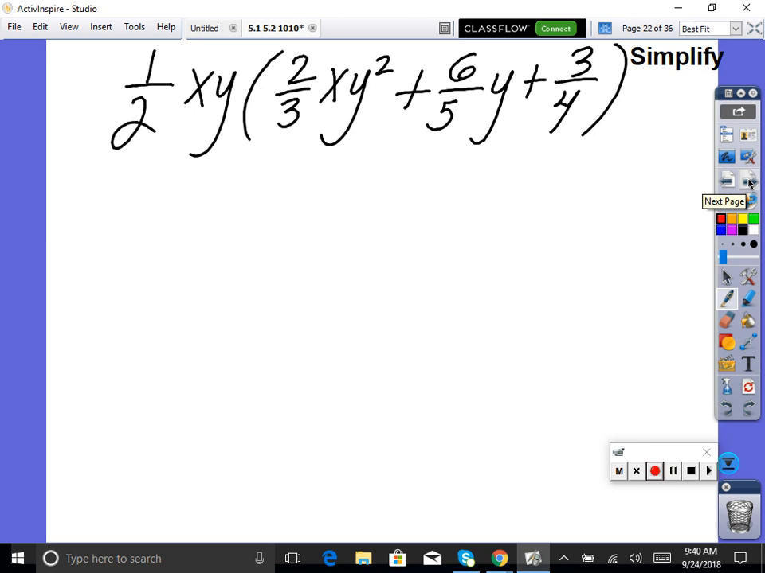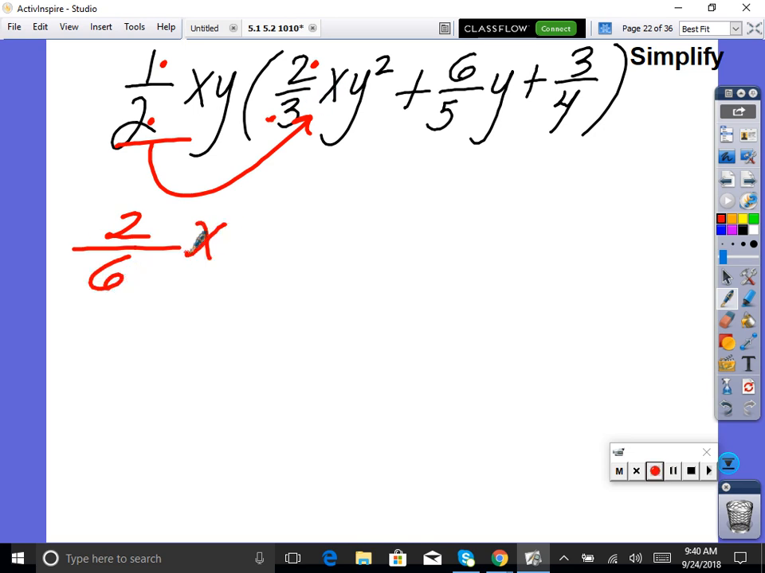So it is distribution because of the addition sign. So this times this. Now watch. Times fraction straight across. 1 times 2 is 2. 2 times 3 is 6. Then we have an x times x, which is x squared. Then we have a y times y squared, which is y cubed. Now I've distributed there. Now take that and distribute here. We'll simplify it in a second.